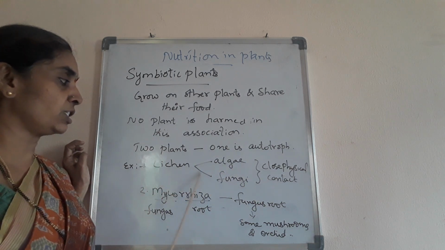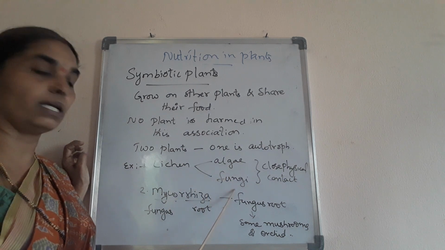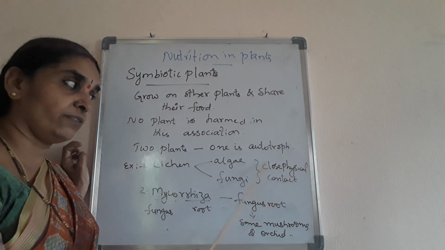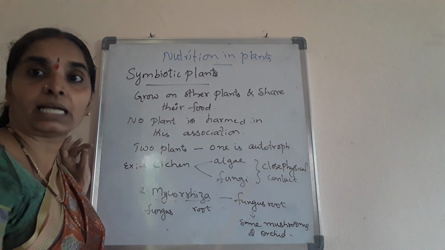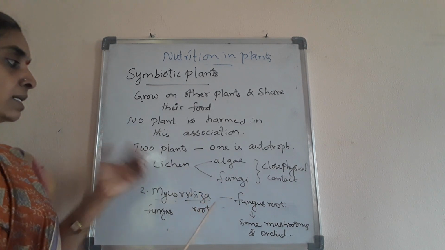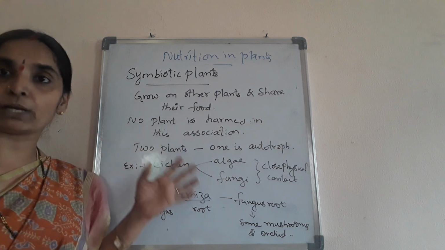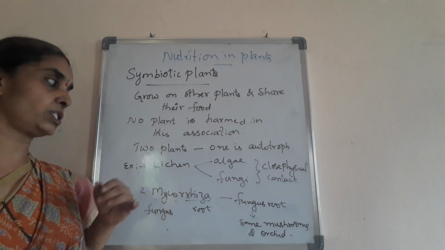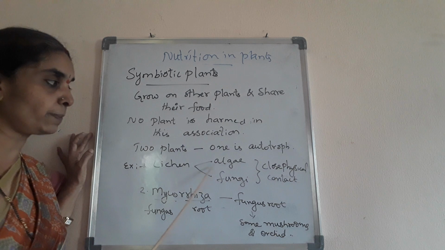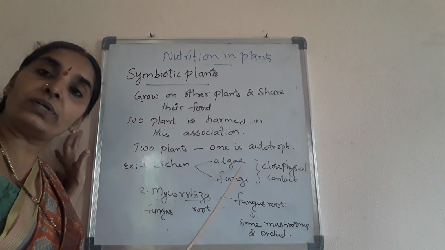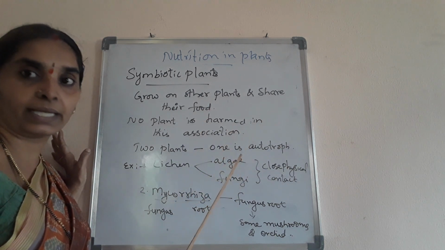So this is lichen. Lichen contains the algal and fungal colonies which have the close physical contact between them. Is it clear, children? So the example is lichen for symbiotic relationship or the symbiotic plants. You can say it is lichen. There is a mutual relationship between algae and fungi for food and shelter. In simpler words, we can say like that.